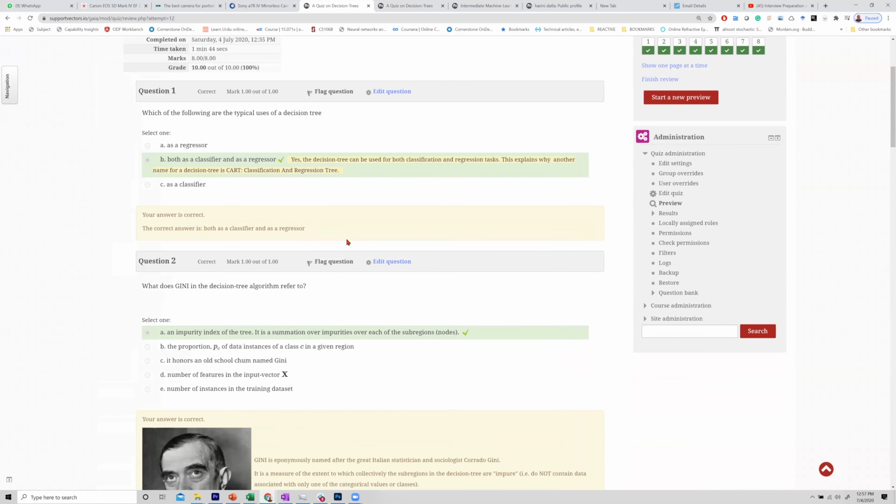Yeah, I can see. So you all know the answers, but I'll go over it. What are the typical uses of a decision tree? A decision tree we use for both regression and classification. That's why people often call it CART, the classification and regression tree algorithm.